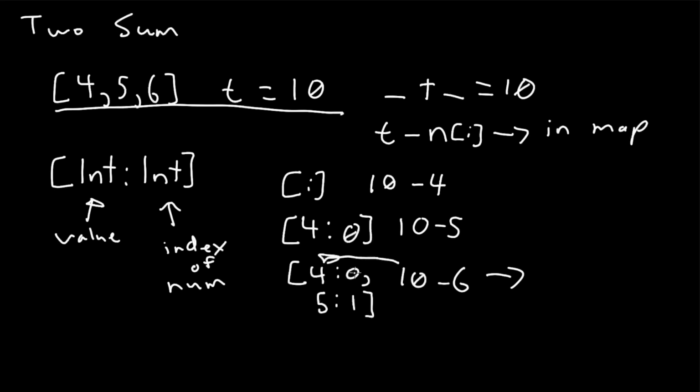So if we look at the 4 here, the matching index is 0, right? So we're going to return a 0. And as we're iterating through, we're going to have access to the index. So this is going to be 0, 1, and of course 2, which solves the problem.